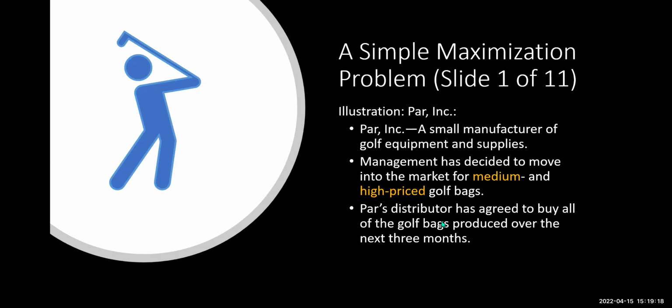And their distributor agreed to buy all of the bags they produce. The duration is 3 months, so the duration of the production is 3 months. You must have a duration when you want to make a decision. In what duration? In this case, it's the next 3 months. So they want to produce 2 types of bag, medium and high price. And they don't have any problem selling their product because their distributor will buy all the bags that they produce.